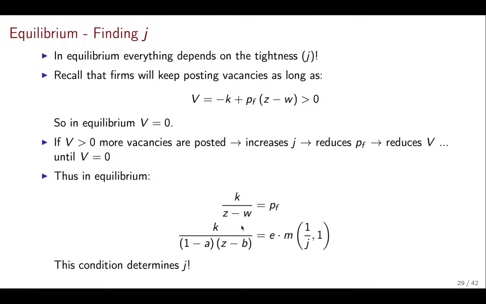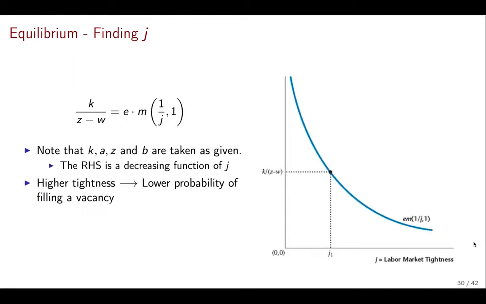You can further replace W by the equilibrium value of W. Remember, because we have wage bargaining, we're splitting the total surplus Z minus B, and firms are going to get a fraction 1 minus A of Z minus B. Then you're going to see that that's equal to PF, which is equal to the term given by the efficiency times M of 1 over J. This is why this side here is decreasing in J. This is a function that's decreasing in J. The left-hand side is going to be a constant. That's neat because it's going to let us graphically define the solution.